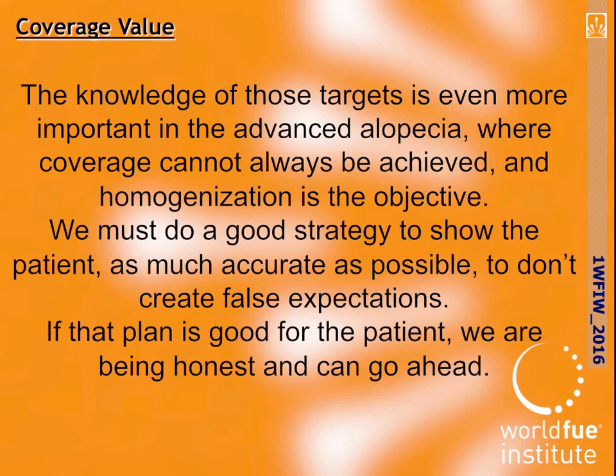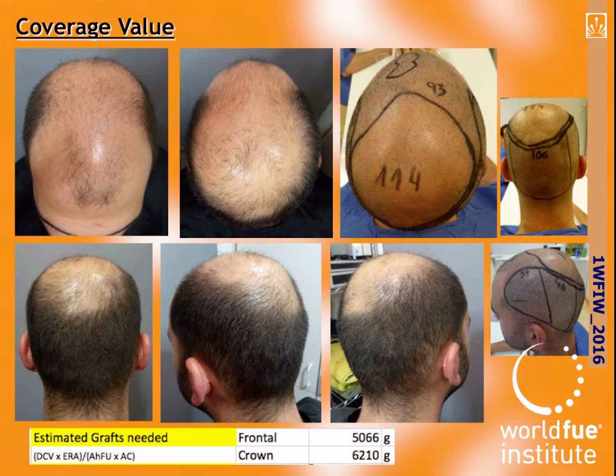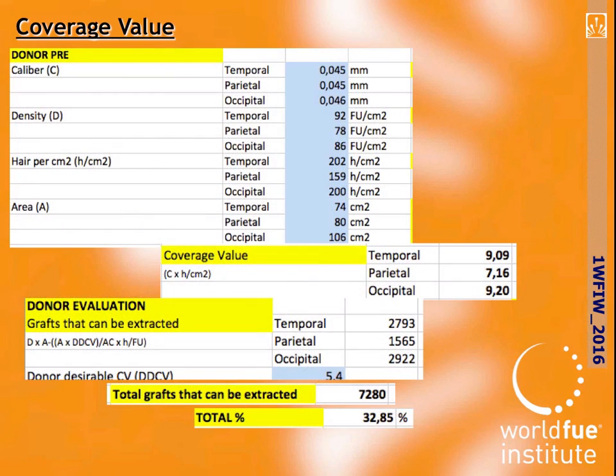due to donor characteristics. The first case is a 26-year-old young patient under finasteride and with an aggressive alopecia, 200 square centimeters to cover with a poor donor area. We estimated that with that donor we will need a total of 11,000 grafts to have a 5.4 coverage value. But when we measure the caliber, density, hair per square centimeter, and donor area, we saw that the donor had a coverage value of 9, 7, and 9 in temporal, parietal, and occipital areas. So the total grafts available without depletion was 7,200, the 32% of his donor area.